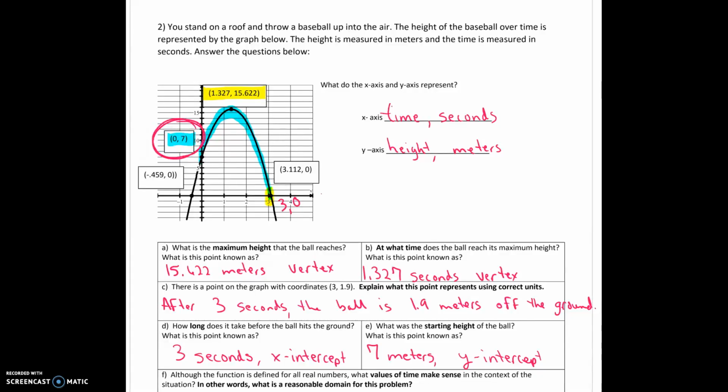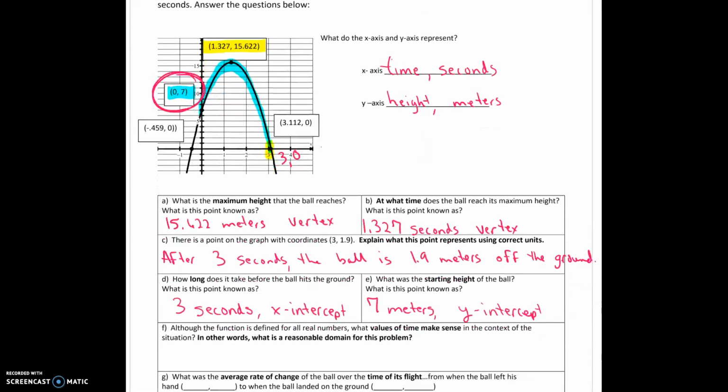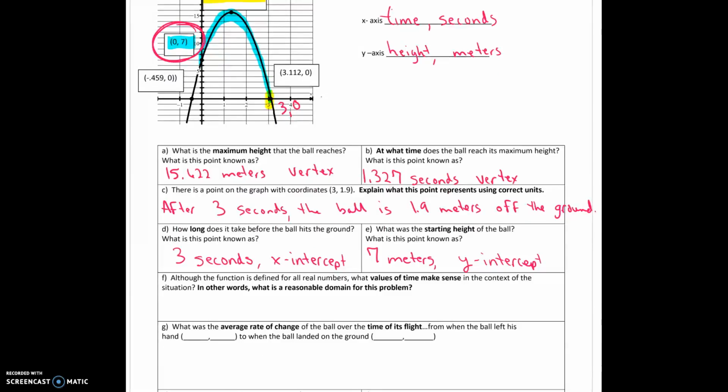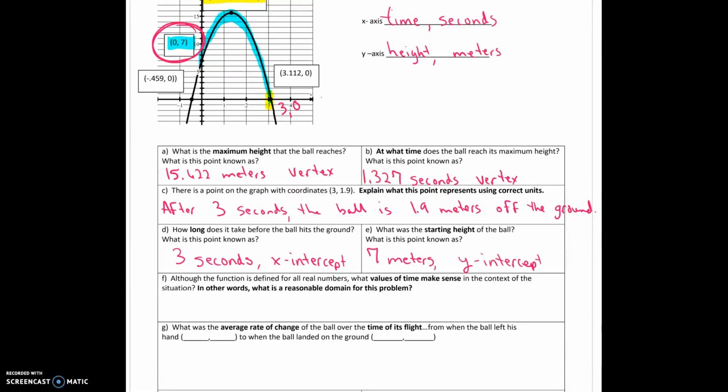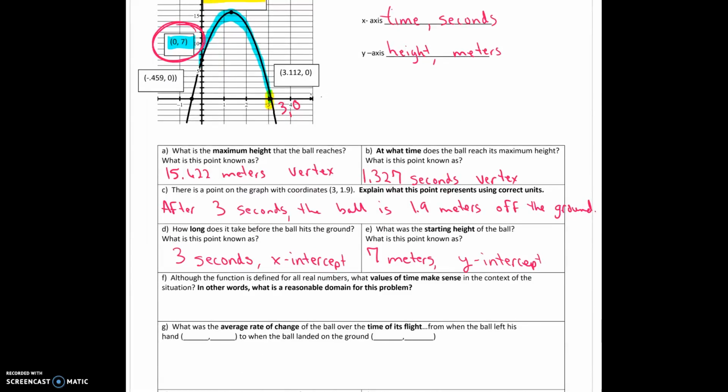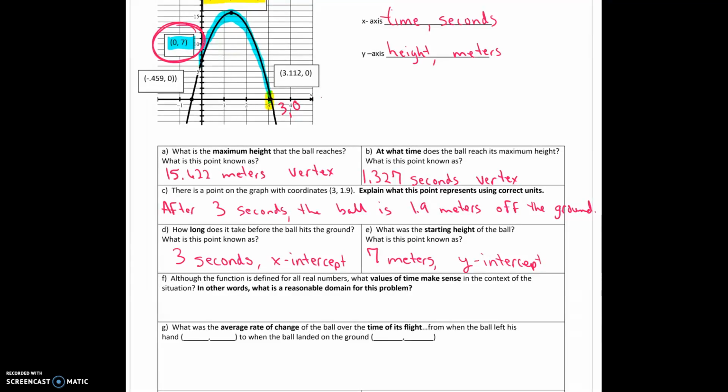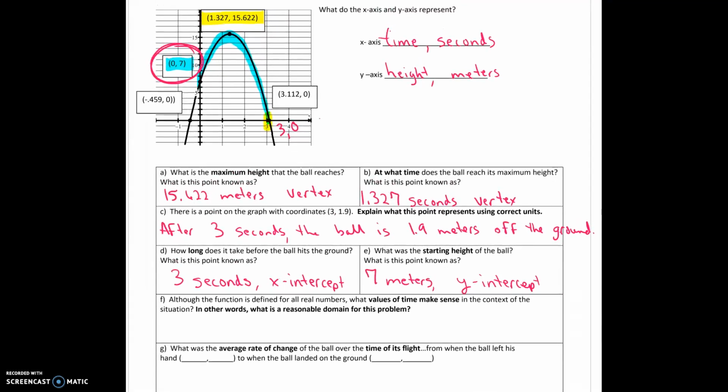Okay. All right, moving on to the other one. So the graph is going to move a little bit out of the picture. The function is defined for all real numbers. So what values of time make sense in context of the situation? So in other words, what's a reasonable domain for this problem? So domain, if you remember, is x. So I want the smallest x and the biggest x.